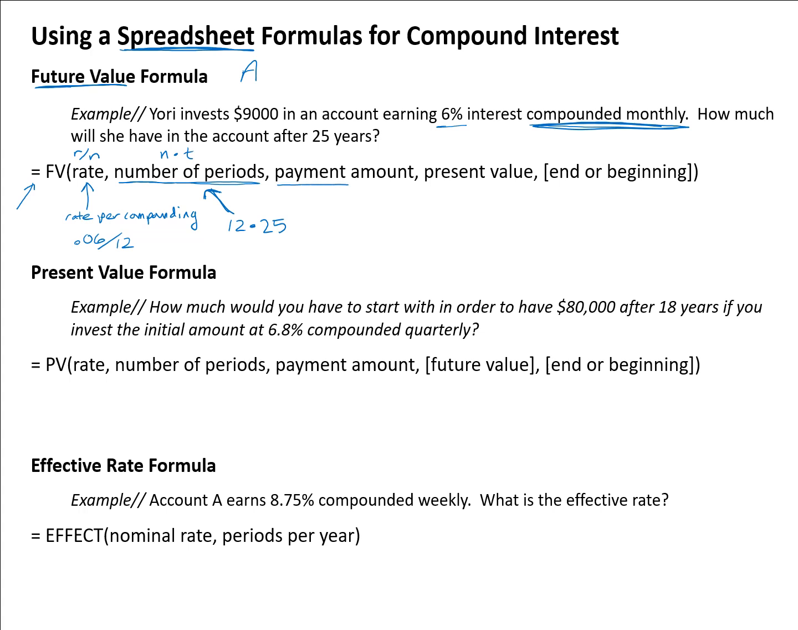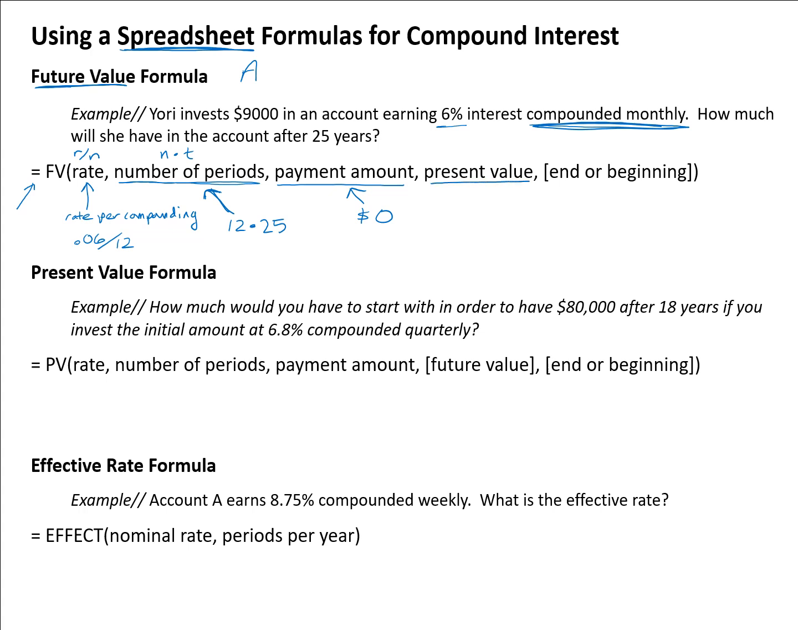The next entry you would have to tell a spreadsheet is something that's called a payment amount. And the payment amount refers to if we have regular payments. In this case, we don't. We're investing once and then we leave it alone. So there is zero payment amount in this example, so we would just enter 0 in.